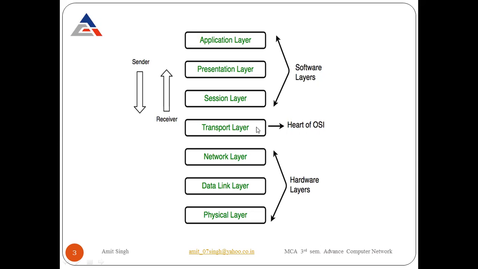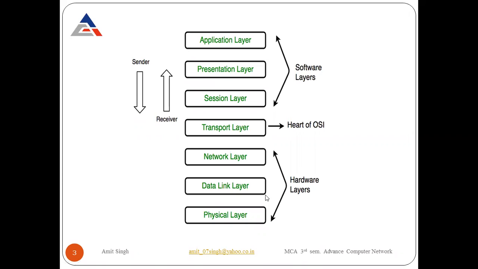Then the fourth layer is the transport layer. It is the heart of the OSI model. Then we remain with three different layers. The fifth one is the session layer, the sixth is the presentation layer, and the seventh is the application layer. These three layers are also known as the software layers. So the OSI model is a combination of seven layers, which we can categorize into three categories. The first three layers act as hardware layers, the fourth is the heart of the OSI model, and the remaining three act as the software layers.